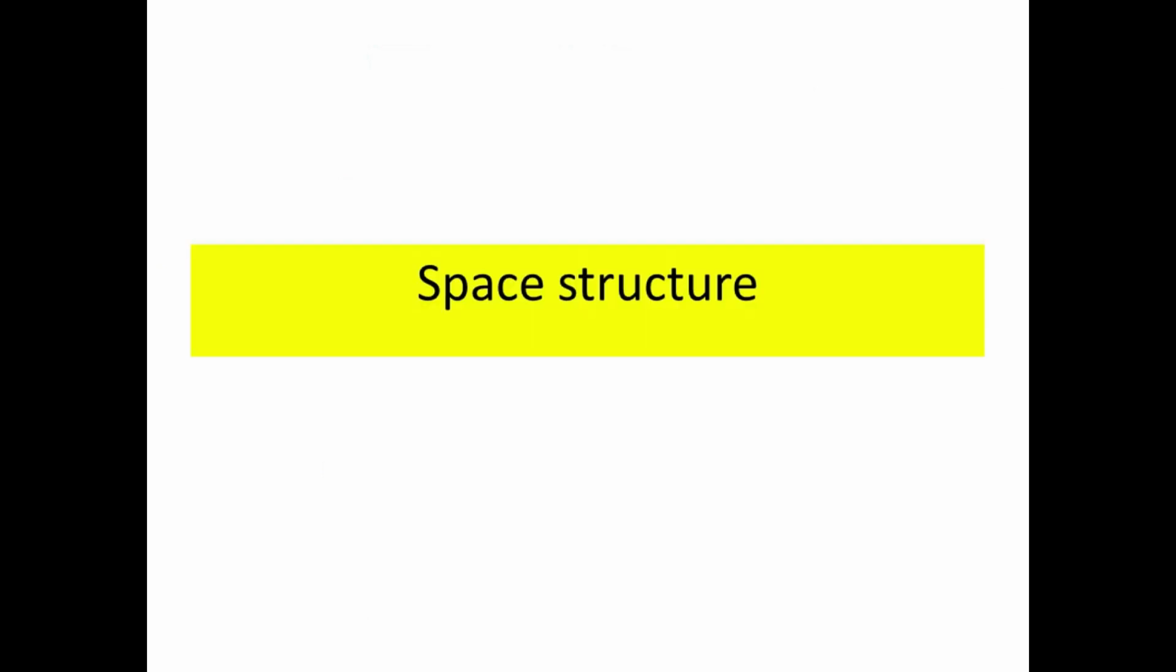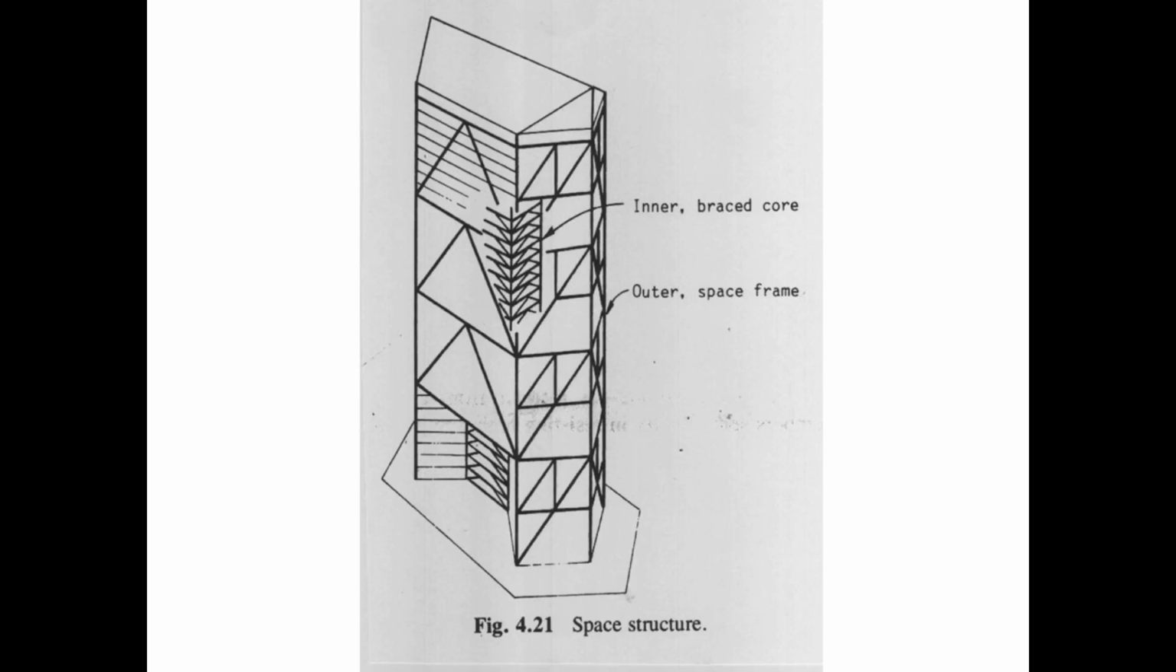Okay, now let's look at the other form of tall building structure. That is space structure. A three-dimensional triangulated frame resists both gravity and lateral load as shown in Fig 4.21. Highly efficient, lightweight, simple concept.